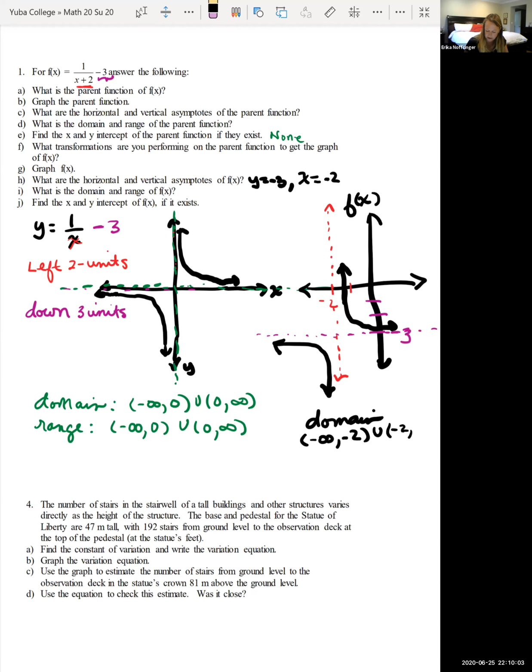The range, those are all the y values you're hitting on the graph. And we're not including -3. And so we're coming from -infinity all the way to -3, parentheses, union, -3 to infinity. And then find any x or y intercepts if they exist on f of x.